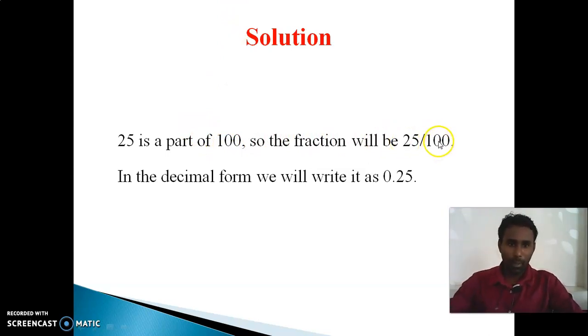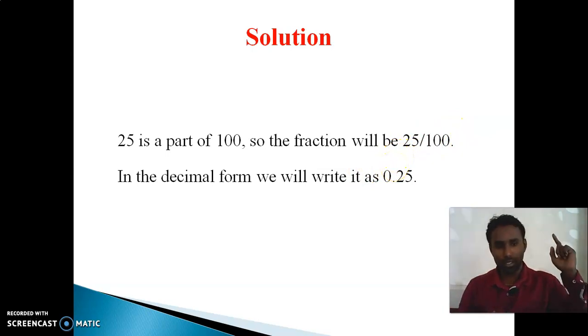So as I said, for 100 means from 25, the extreme right, you have to move 2 digits. 1 zero is 1 digit, another zero one more digit. So 0.25. Okay, understand? For 100 means 2 digits move from extreme right to left.